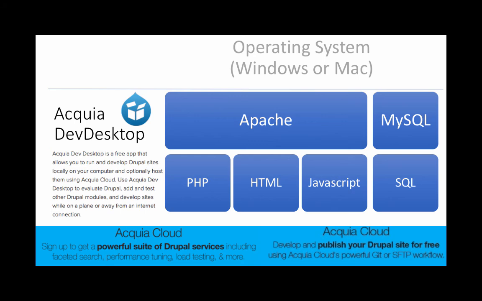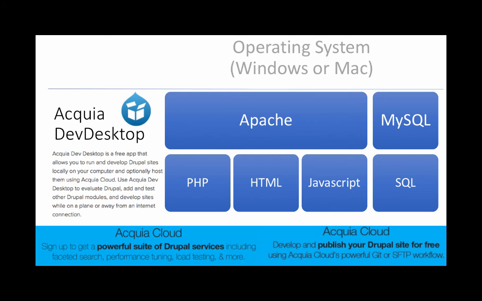If you had to do this from scratch, or if you had to follow some other instruction, such as installing it using Microsoft's proprietary web server, which I've done, it takes a lot more time. So the Acquia DevDesktop is not going to install an operating system. It's going to install on top of Windows or Mac. It's going to install Apache, MySQL, and PHP, and with MySQL and with Apache, it's also going to give us the ability to use HTML, JavaScript, SQL, and actually a few other things that we don't need to worry about.